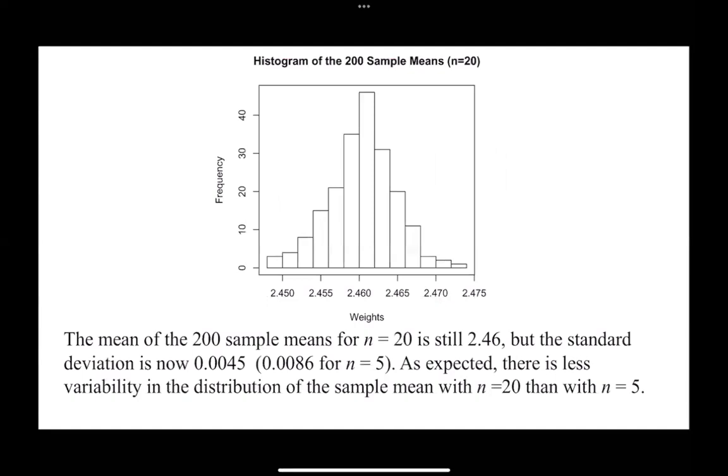So we're getting even closer to the middle. So when we had size n equals 5, it was 0.0086. Take a look at how much smaller it is now. It's about half that. My standard deviation is now about half that. So there's less variability there. It's getting closer to the middle because I took those larger sample sizes.